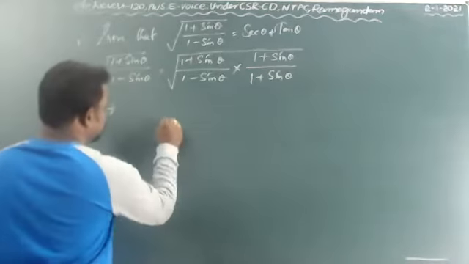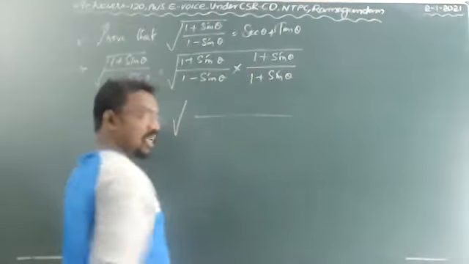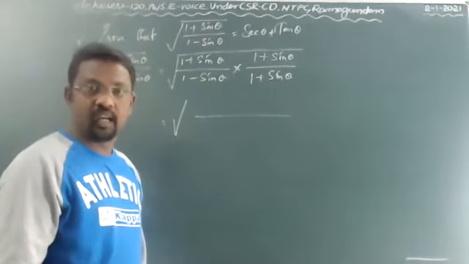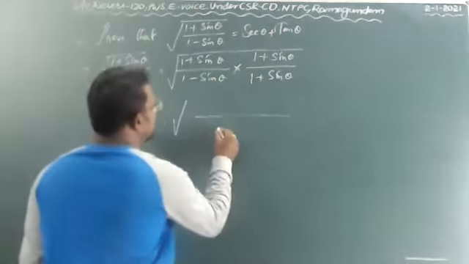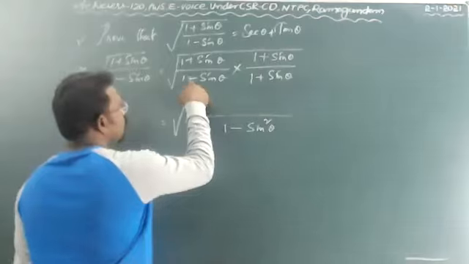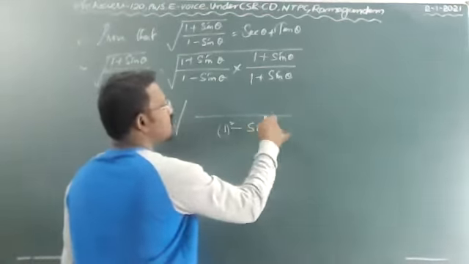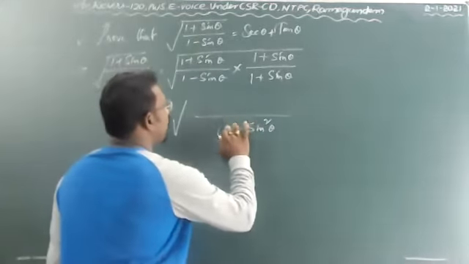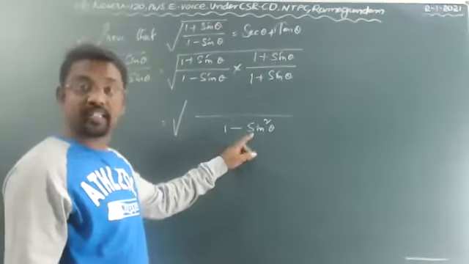Now see that. The denominator, a minus b into a plus b. We have a formula: a minus b into a plus b is a square minus b square. That is nothing but 1 square minus sine square theta. 1 square minus sine theta whole square. 1 square values never change, 1 itself. So that is what I have written: 1 minus sine square theta.